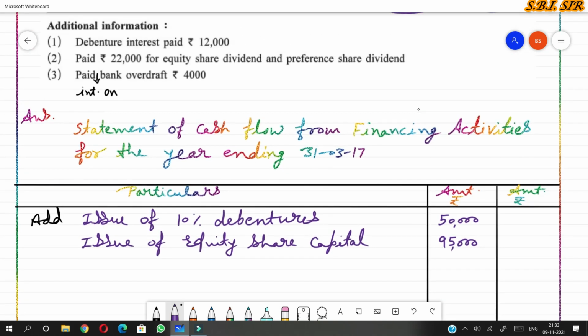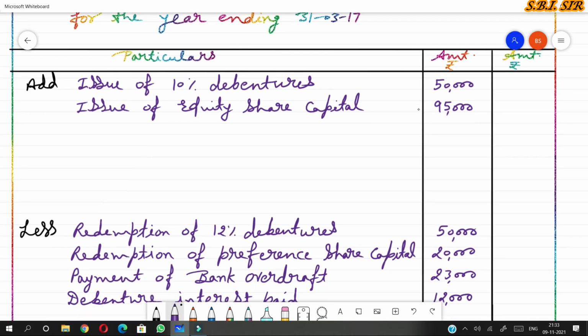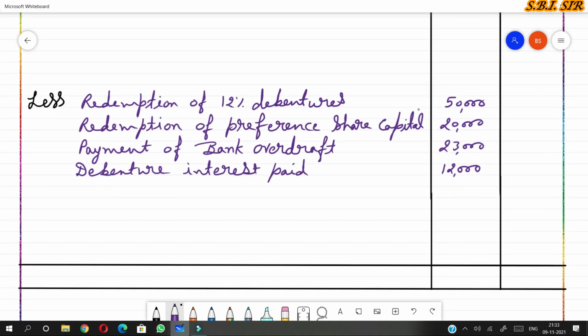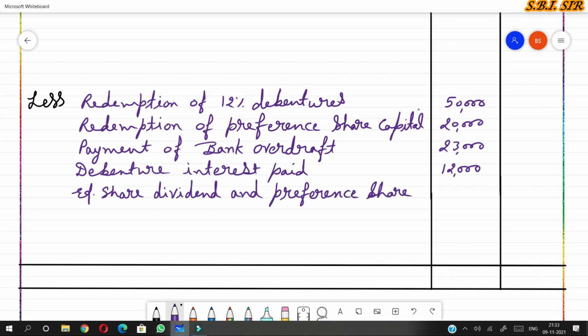Next, paid rupees 22,000 for equity share dividend and preference share dividend. So cash flow decreases, so this value also will be deducted: equity share dividend and preference share dividend paid 22,000.